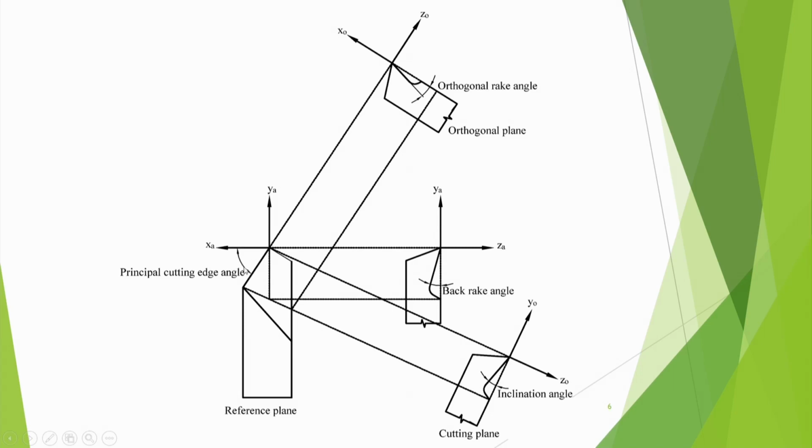This is principal cutting edge angle. Then if I cut a section in this one, that means something like radial plane, if I am cutting, then I am getting section Y in Y direction, then I am getting back rake angle. Back rake angle, in a crude way you can see that back rake means toward your side.